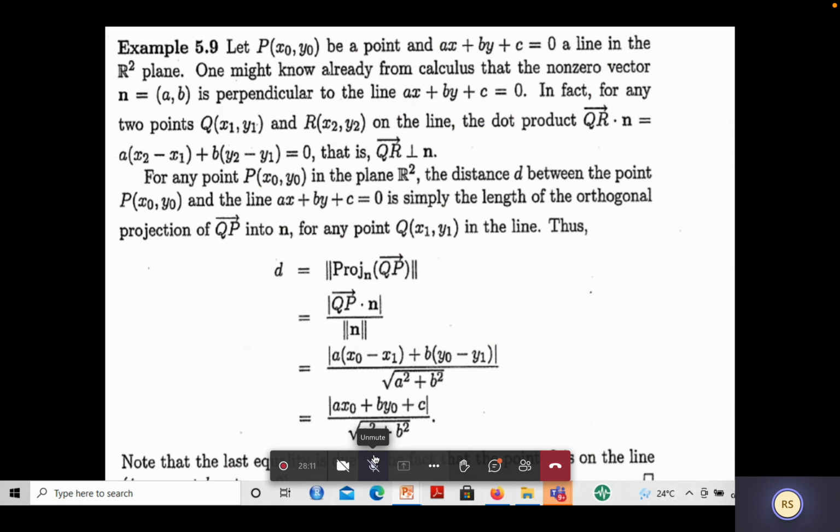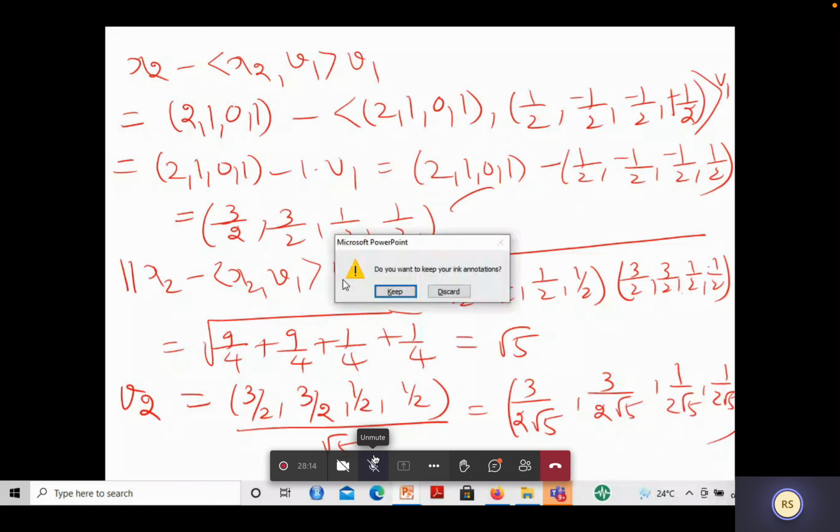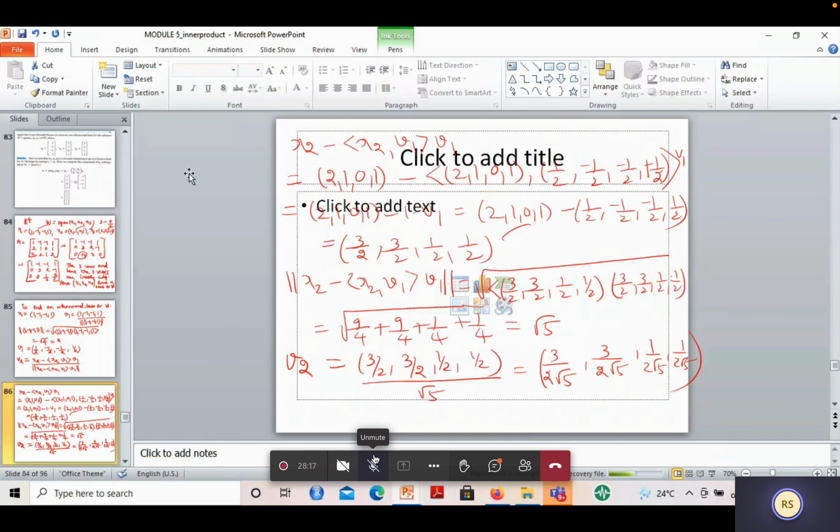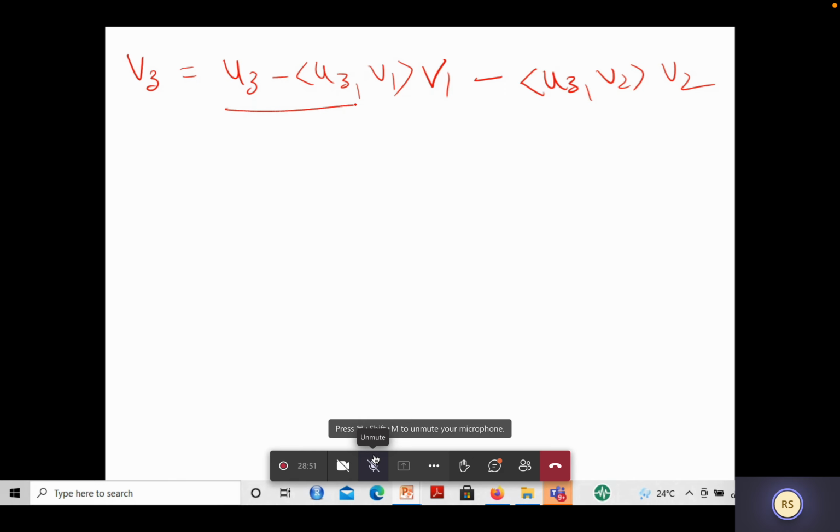Okay, V3 will proceed. So can you say the formula for V3? V3 is first the original vector U3 minus (U3 with V1). Already two vectors you have created, right? I'm going to convert this U3 into an orthonormal with V1 and V2. So U3 minus (U3 with V1) into V1 minus (U3 with V2) into V2, and divided by the norm of the same.